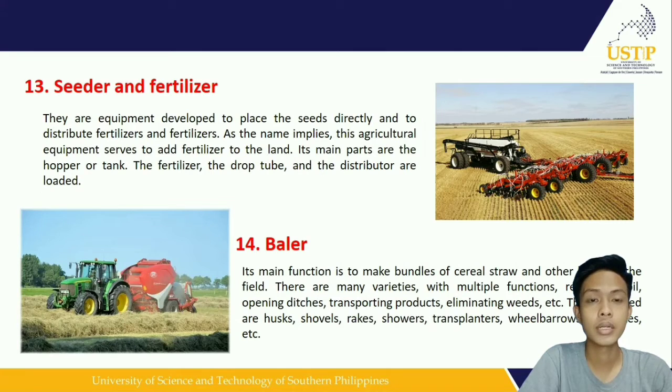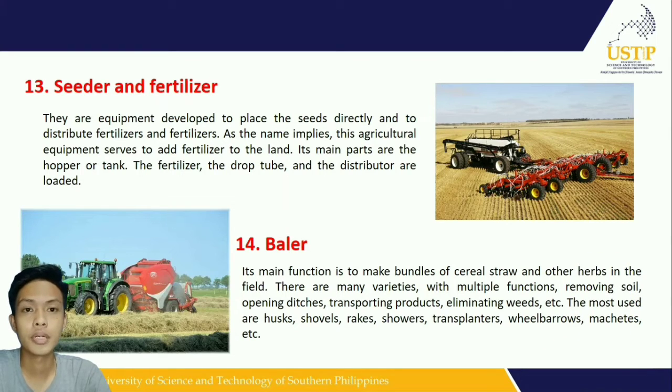So next is the seeder and fertilizer. Unsa man pod ni sila? This equipment is developed to place the seeds directly and distribute fertilizers. As the name implies, the agricultural equipment serves to add fertilizer to the land. Its main parts are the hopper or tank, the fertilizer, the drop tube, and the distributor are loaded. So kani is, I believe, self-explanatory rani, but as the name implies, seeder and fertilizer, kani siya nga equipment is tigbutang sa seeds directly sa soil, tapos mag-distribute siya sa fertilizer sa yuta.